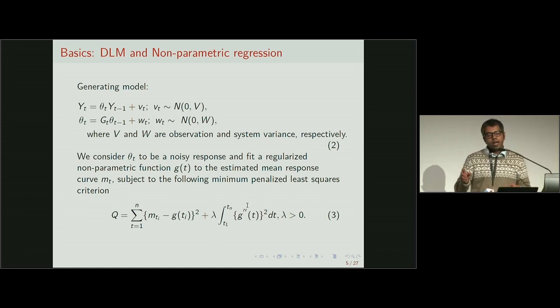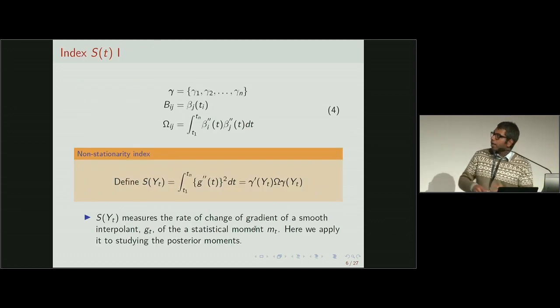But once I have fitted the smooth function, I no longer restrict myself to MT. Instead, I study GT, which is a smooth surrogate of MT. And I call this second component, which is the penalty factor, a measure of non-stationarity of this time series with respect to this particular statistical moment. Okay?